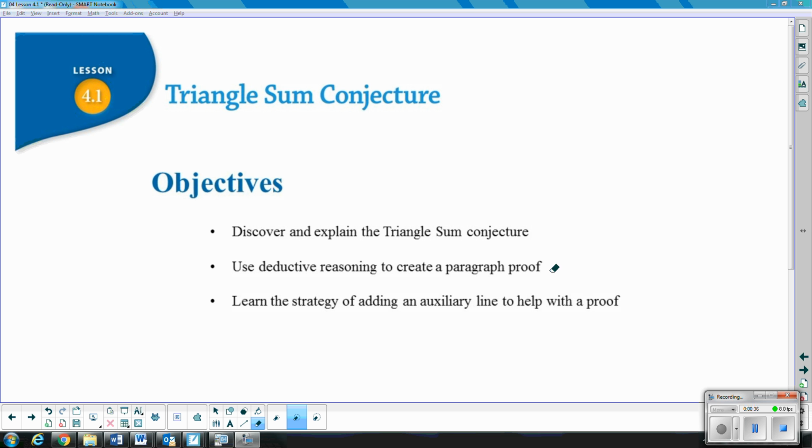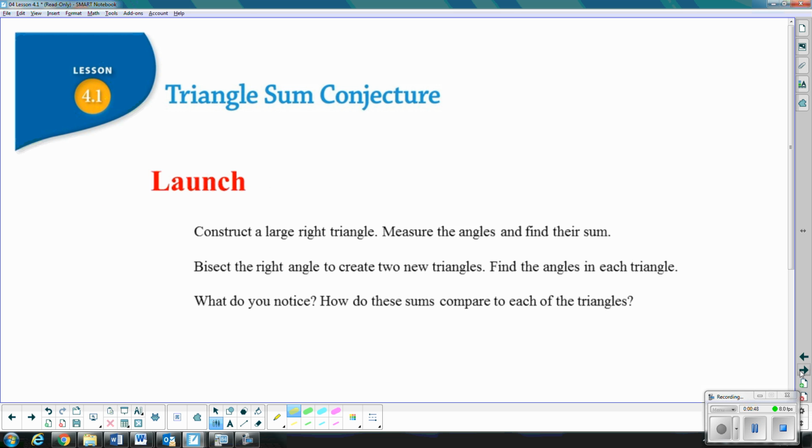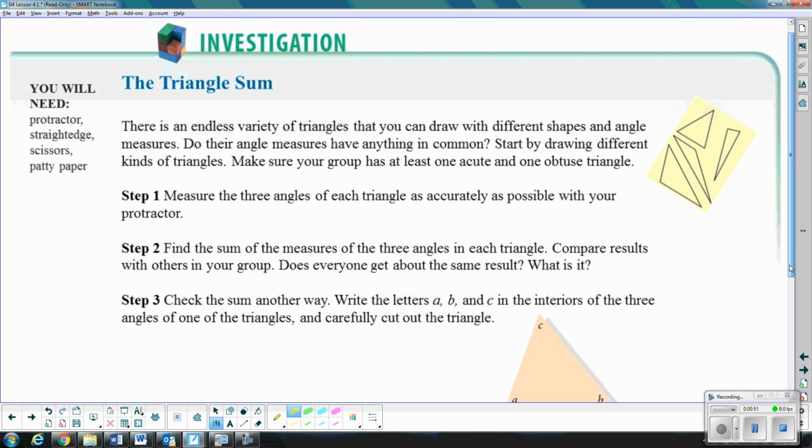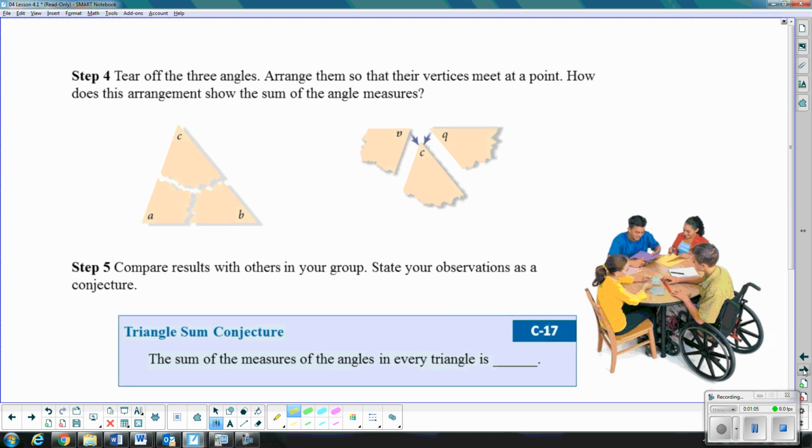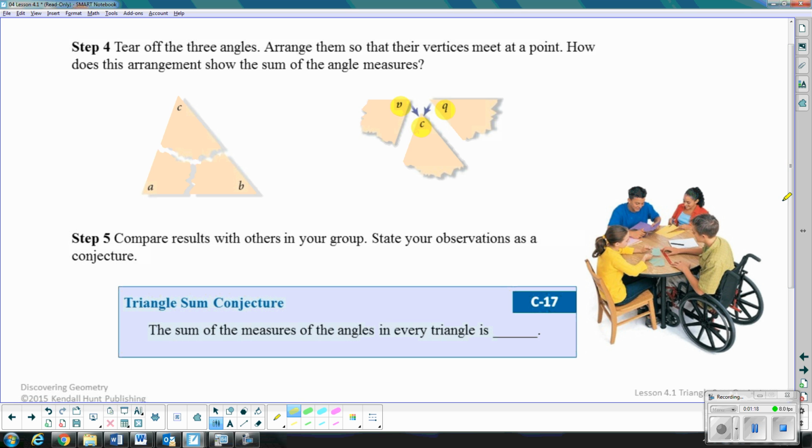So the first thing that we did in class was to discover and explain the triangle sum conjecture. So in class, what we did was we took a piece of paper and we cut out a triangle, or some of you just ripped off a piece of scrap paper and we got a triangle. Now with this triangle we tore off each of the corners of the triangle. So triangle corner A, corner B, corner C. We tore off those angles and then we fit those angles together, and I asked you to draw a conclusion.